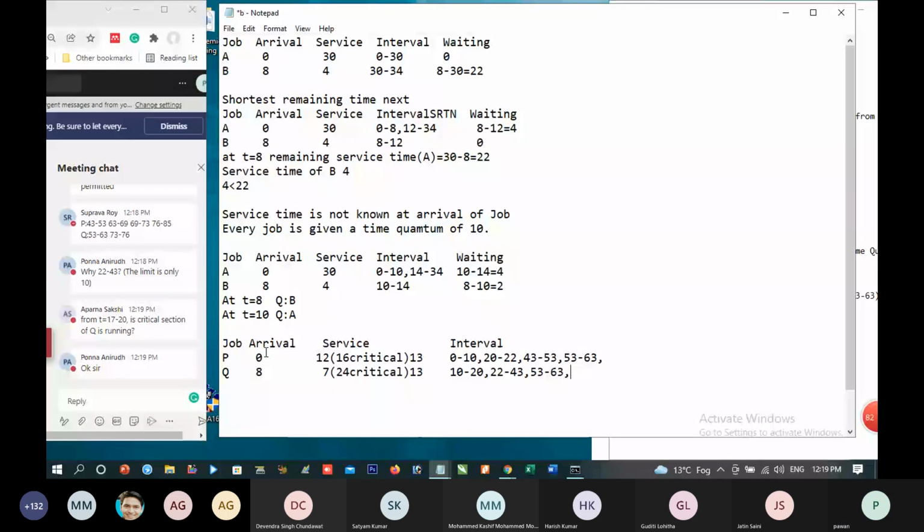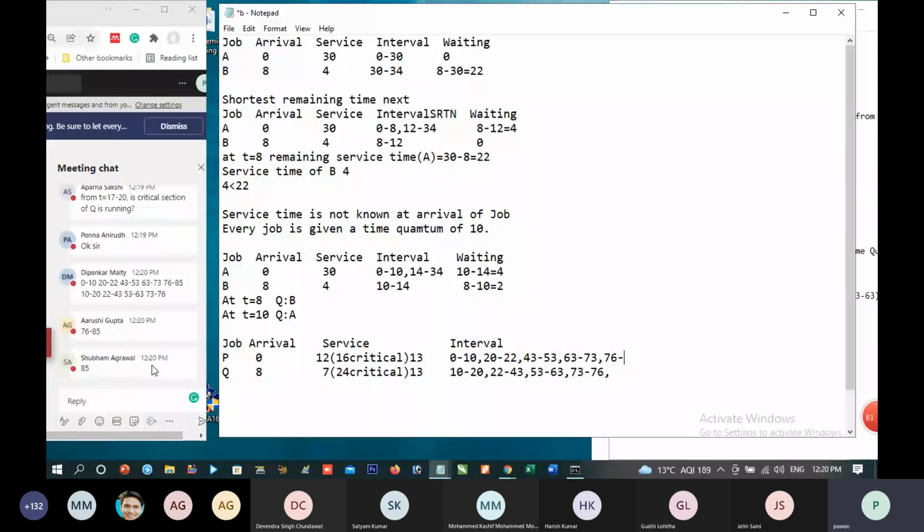Any more doubt now? Now, other things we can complete. Q will execute from 43 to 53, 53 to 63, then 63 to 73. Is it correct? Then it would be executing from 63, 3 units of the time were remaining, 73 to 76. It would be finishing. Then the remaining time from 76, let us find out how much is that time. 0 to 10, 20 to 22, 43 to 53, 53 to 63, 63 to 73, and 76 to 85.